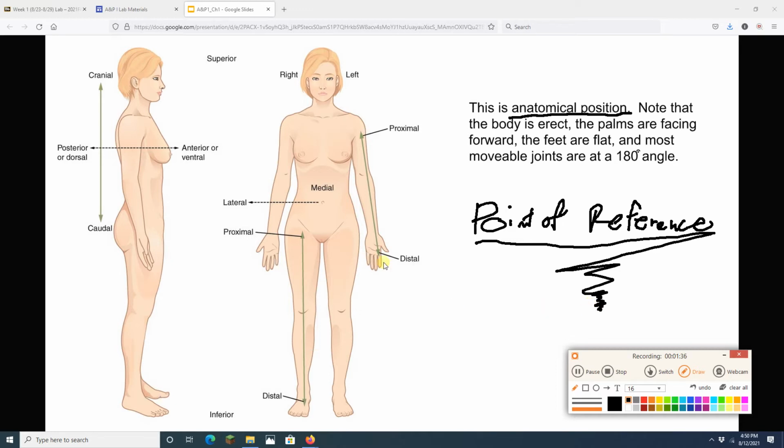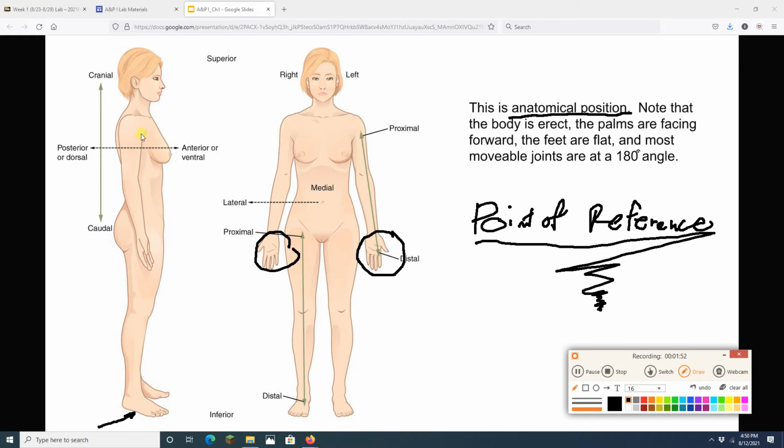Now, check her out here. She's standing upright. She's standing erect. Her palms are facing forward. That is a key little part of anatomical position. Her feet are flat on the floor.